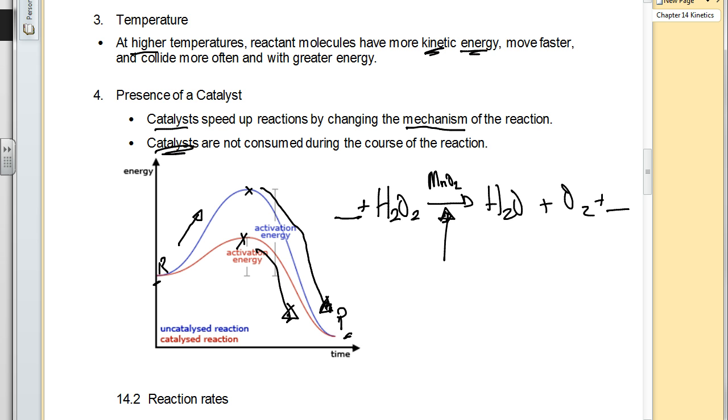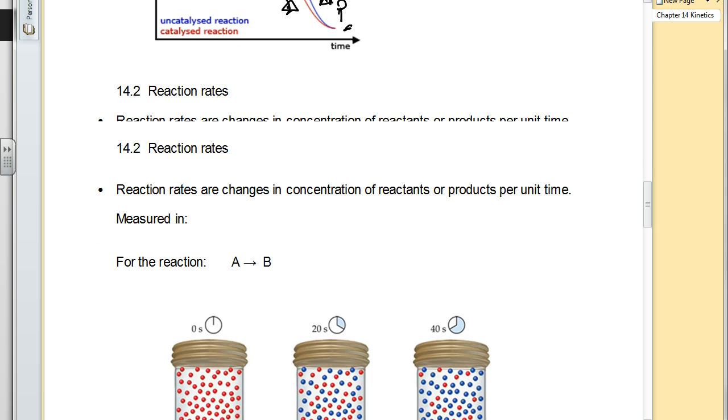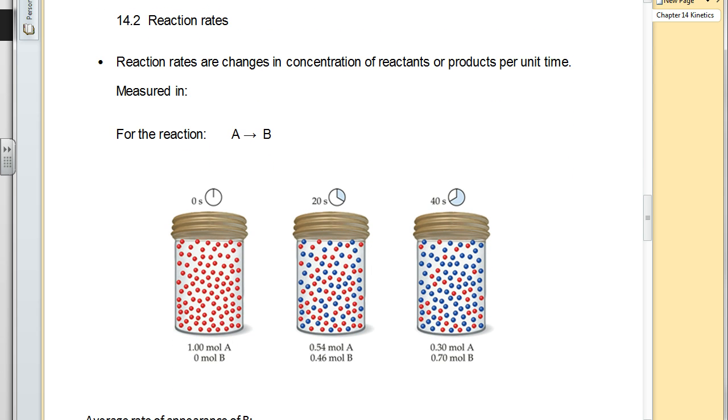So let's get into 14.2 now. And 14.2 is all about reaction rates, how fast chemical reactions occur. So reaction rates are measured in concentration of reactants or products per unit time, like we said before, typically in molarity per second, maybe molarity per hour. Those are the typical units. And let's say we have this chemical reaction. We have a reaction of A as our reactant, and it's going to go to B as our product.